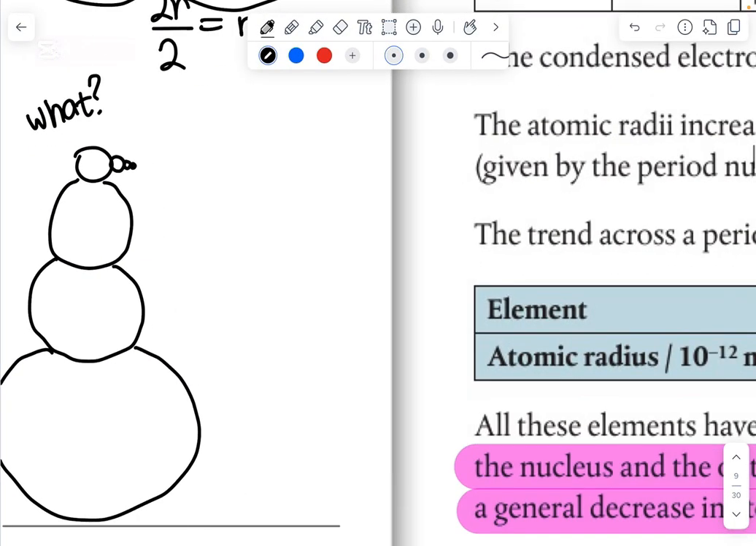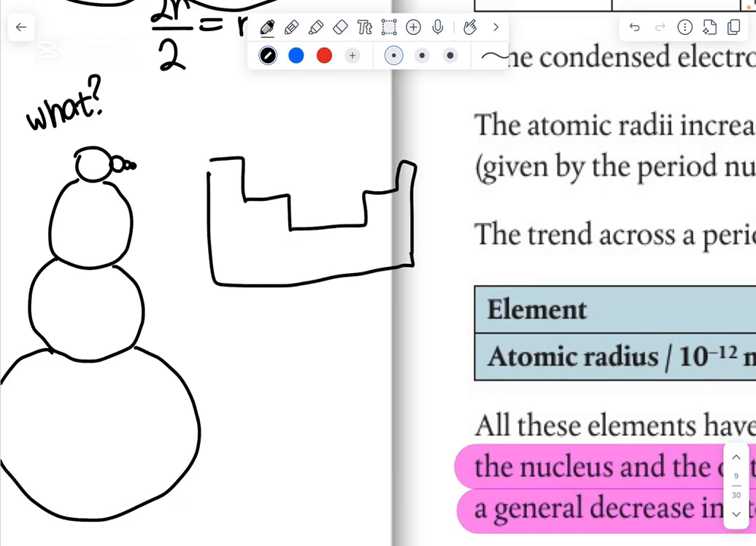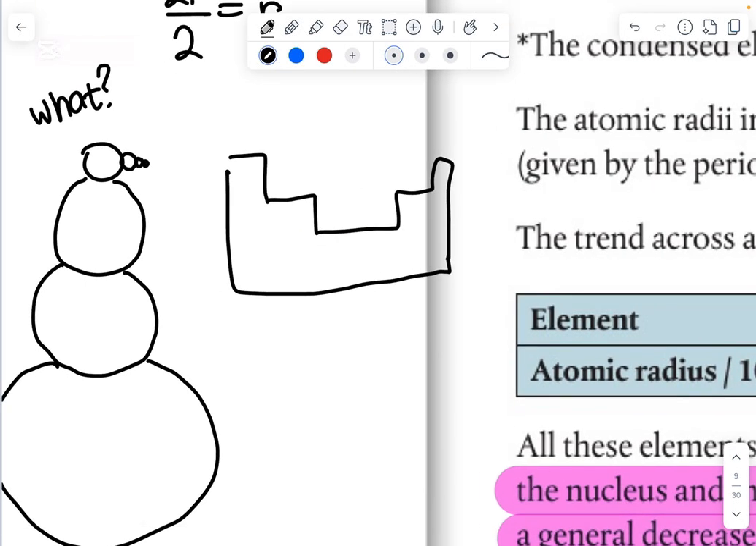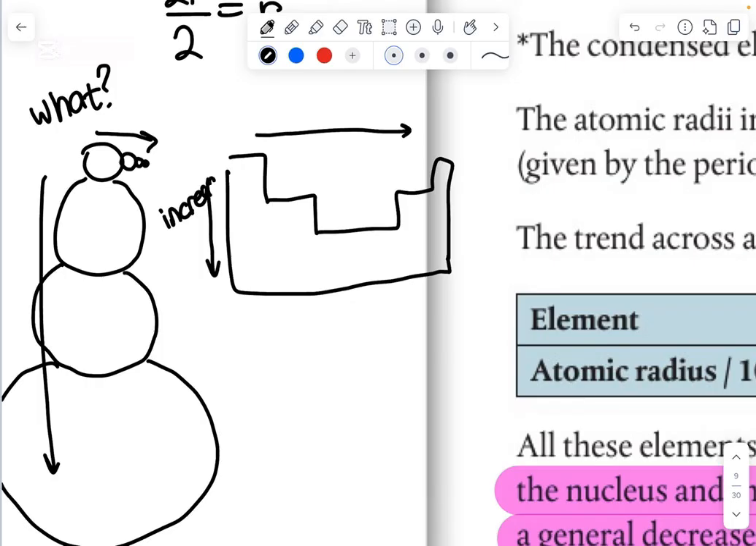So basically, if you think of this as the periodic table, a very roughly drawn periodic table, the atomic radius is going to increase, as you can see over here, as you go down, and decrease as you go to the right. Right, like this. So let me just write it down. Increase as you go down, and decrease as you go to the right.